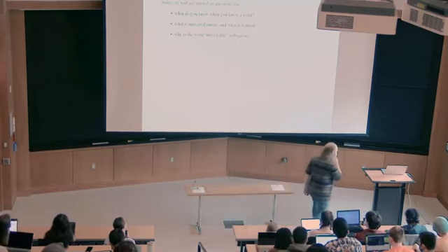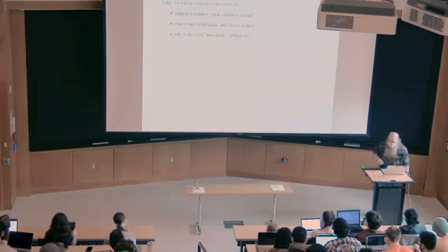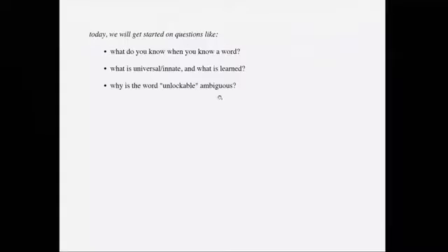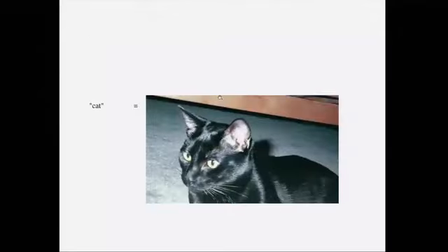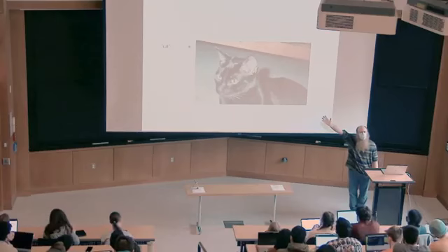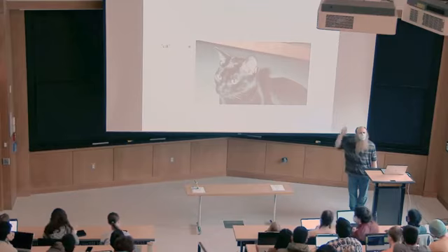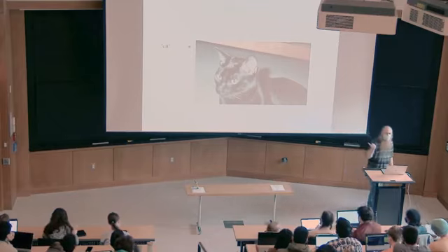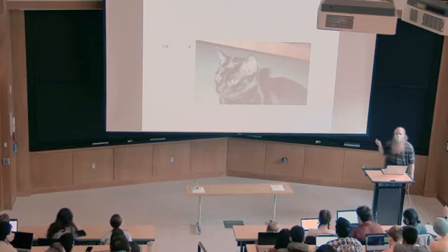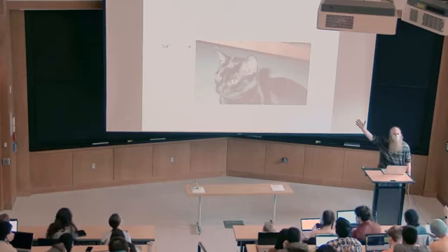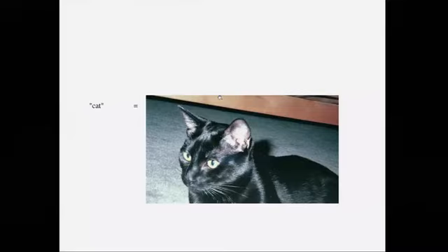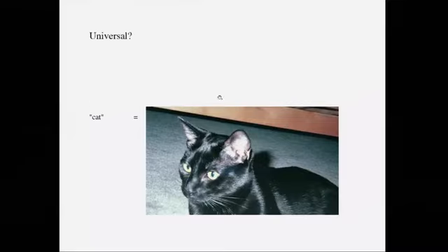Okay. All right, so morphology then. Right, so questions like, what do you know when you know a word? What's universal? What's learned? And why is the word unlockable ambiguous? We'll talk about that too. So this is a cat, yeah? Any questions? Yeah, it's clear so far. So the word cat refers to certain kinds of things, yeah, including the thing that I've got a picture of here.